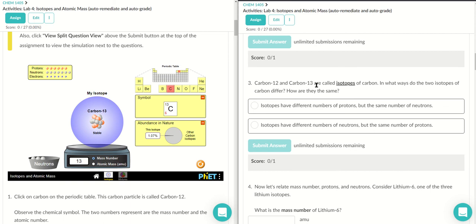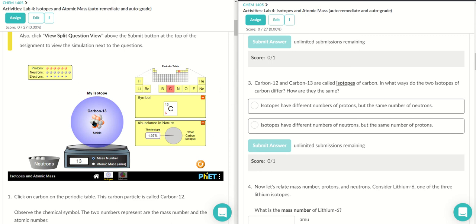Next, carbon-12 and carbon-13 are called isotopes. In what ways do the isotopes of carbon differ? So remember I mentioned how elements are determined by their number of protons, right?